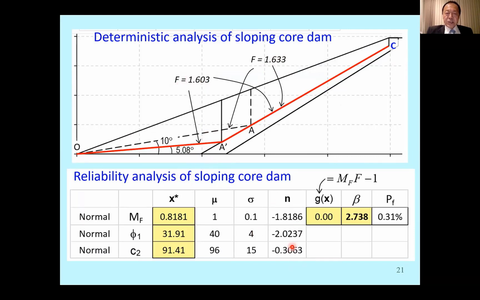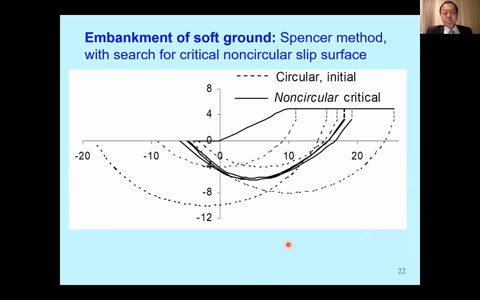And reliability analysis indicates that the friction angle in the granular shell material is a much more sensitive parameter compared to the undrained shear strength of the clay core, where the upper part of the slip surface passes. So this context-dependent sensitivity is automatically revealed in a reliability analysis.